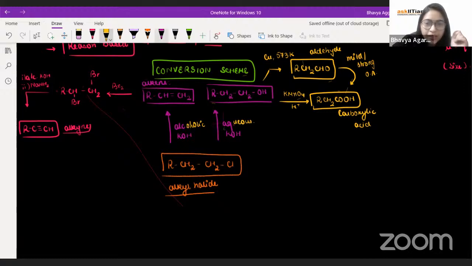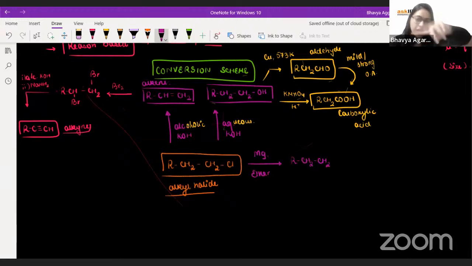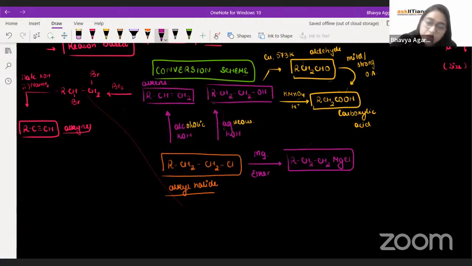So I think I can do this part also. I can treat it with magnesium in the presence of ether. And what I'll get is, Cl और कार्बन के बीच में मैग्नीशियम आके इंसर्ट हो जाएगा. A Grignard reagent, which is a very good reagent. Oh, I should write the full form.